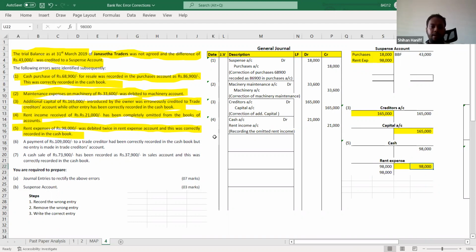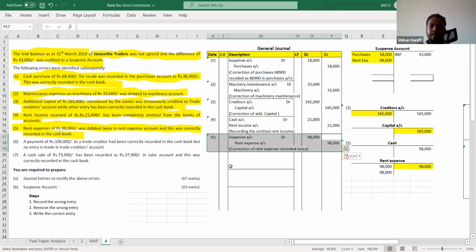So the double entry here in the general journal: Suspense account, debit 98,000. Rent expense account, credit 98,000. Suspense account debit, rent expense account credit.